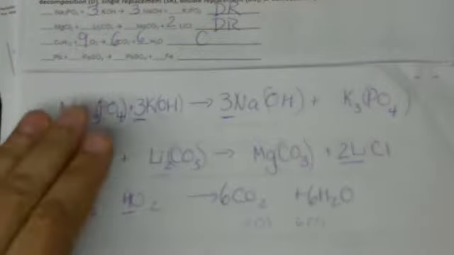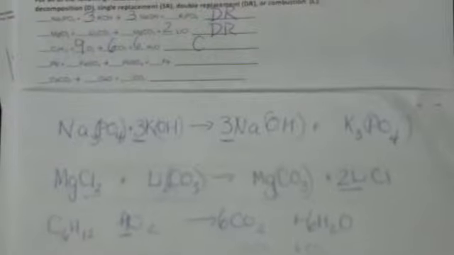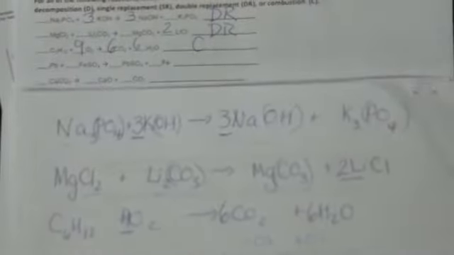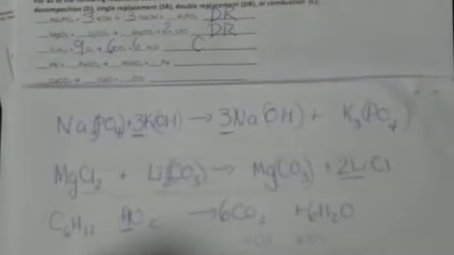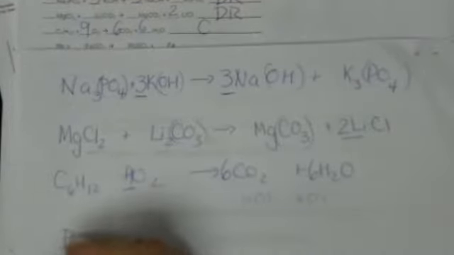All right, let's do one more before we take a stopping point. And I'm going to probably leave most of these for you guys to do in terms of balancing. So the next one, Pb plus FeSO4 goes to PbSO4 plus Fe.